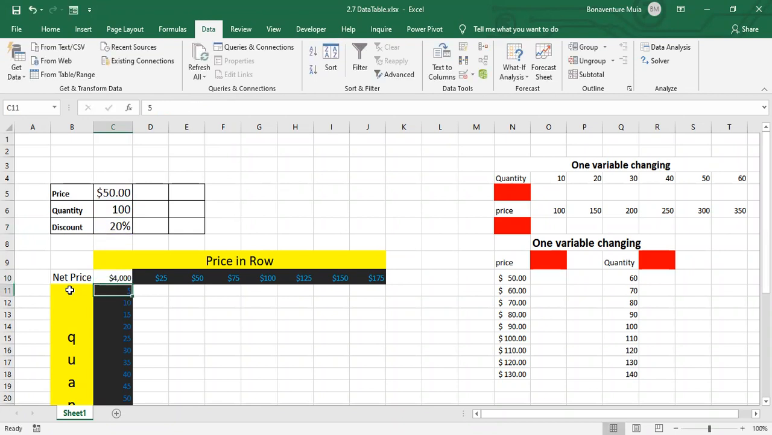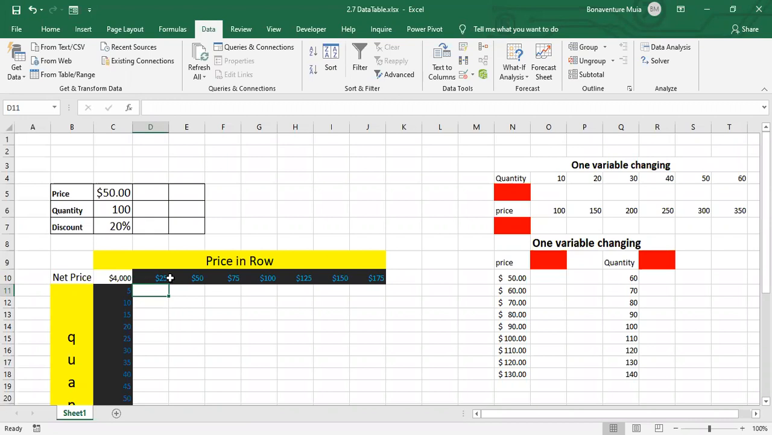If you want to see quantity changing and price changing, and then with quantity changing and price changing, you still want to know the net price, that makes it a suitable situation to use the data table. We are going to do this step by step. So we are going to start with one variable changing.